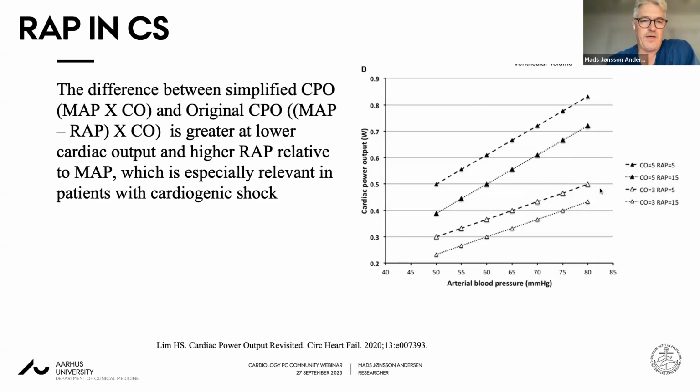equation used in the Finger paper, which was the SHOCK trial registry, and from the original TAN, and also the one including right atrial pressure, at two different levels of cardiac output and two different levels of right atrial pressure. And what you can see is the relative impact of right atrial pressure is relevant, especially in patients with low cardiac output and high right atrial pressure, which is very prevalent in the population of cardiogenic shock.